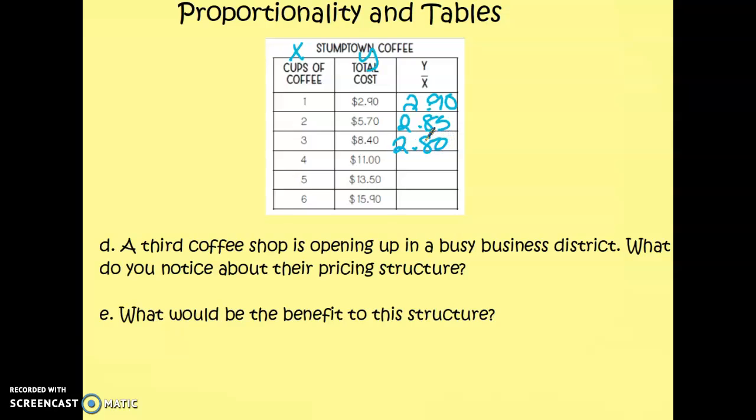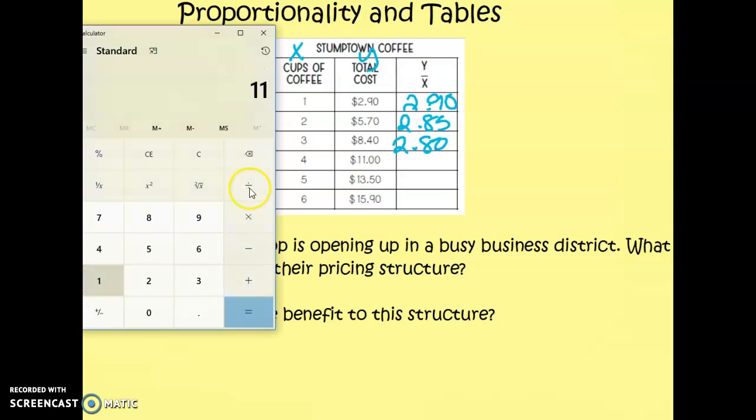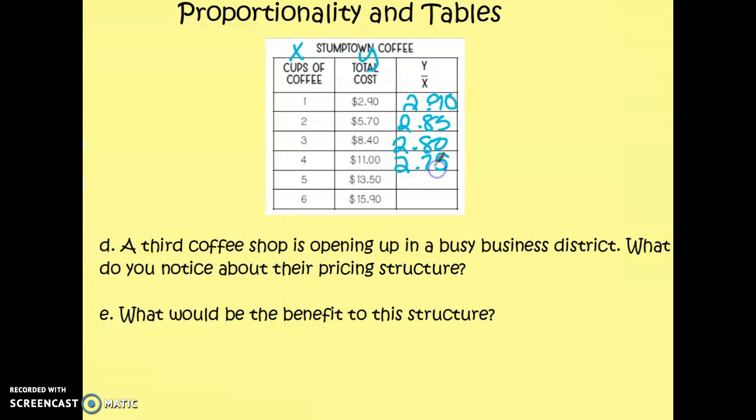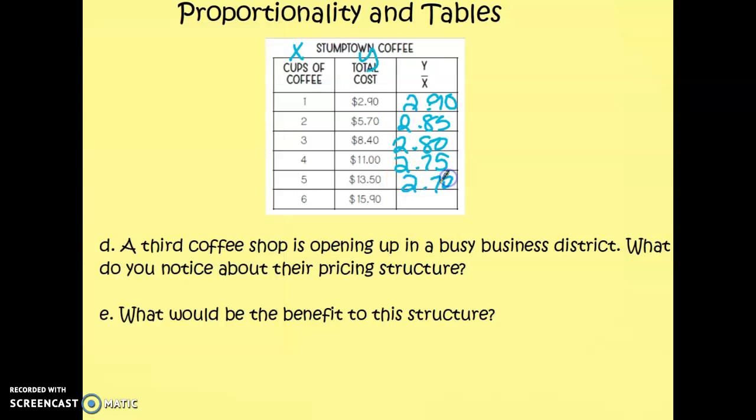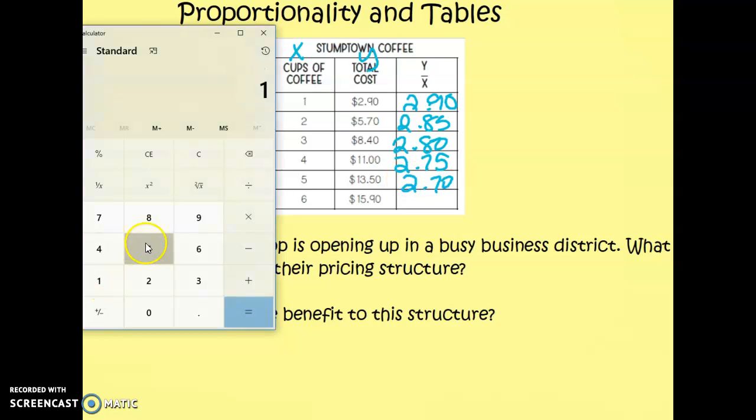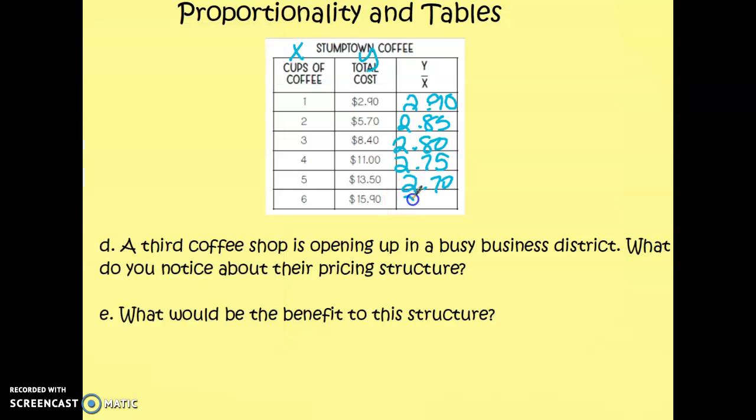We have $11 divided by 4, $2.75. We have $13.50 divided by 5, $2.70. And we have $15.90 divided by 6, $2.65.